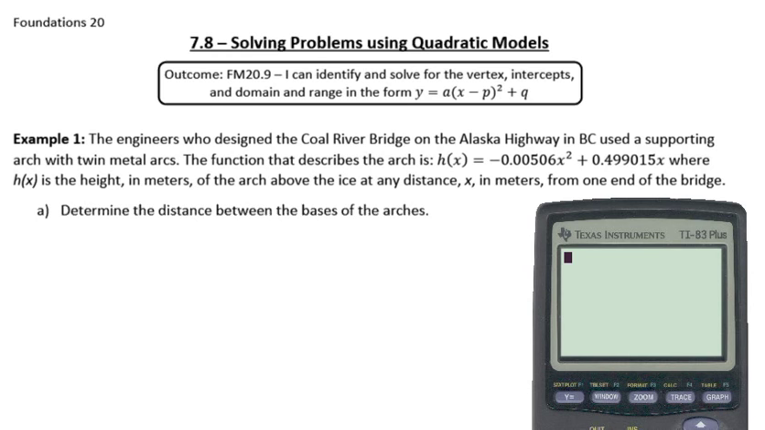equals negative 0.00506 times x squared plus 0.499015x, where h of x, or our y, is the height in meters of the arch above the ice at any distance x in meters from one end of the bridge.